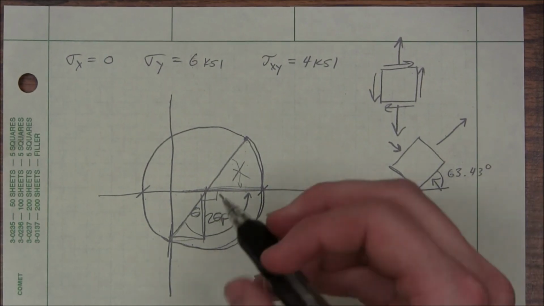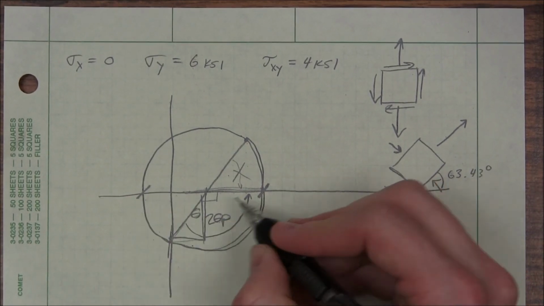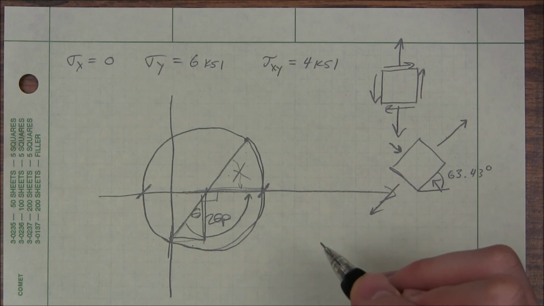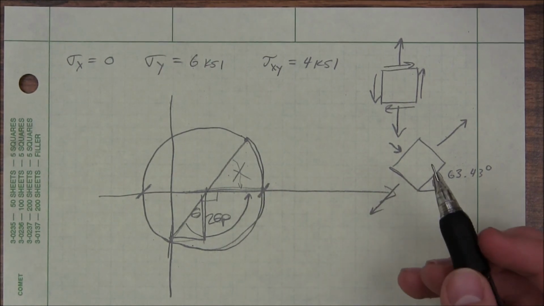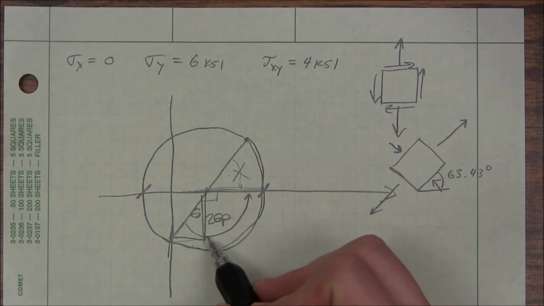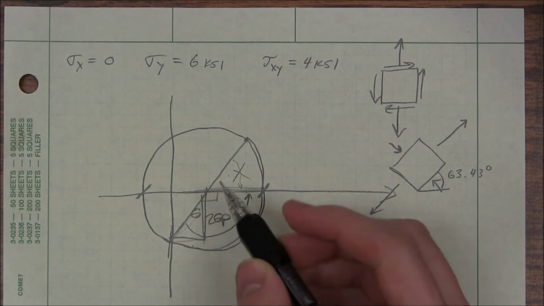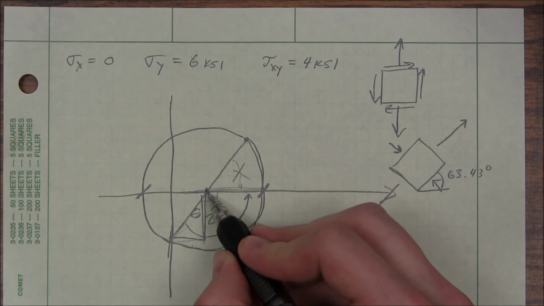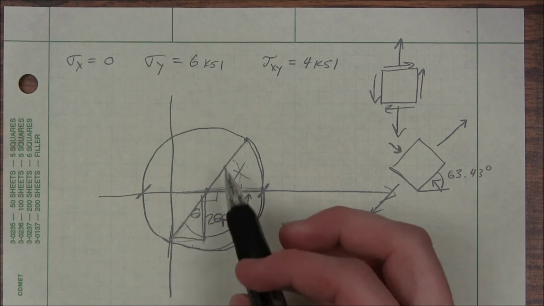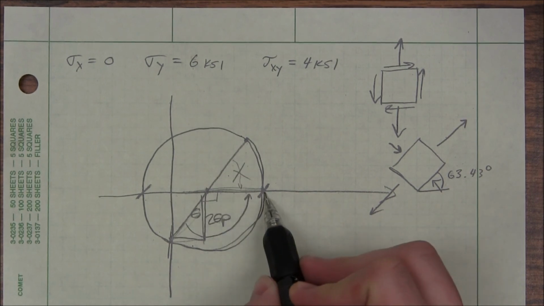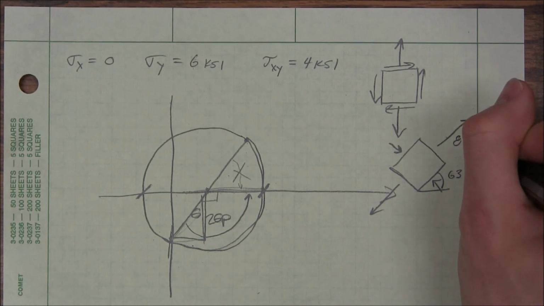Now that means my stresses on here are the greatest and the least normal stress. I could calculate that pretty easily without any formulas as well. Since this is a 3, 4, 5 triangle, I know my radius is 5, and I know my average is 3, right between 0 and 6. So 3 plus 5 is 8. So this is 8 ksi.